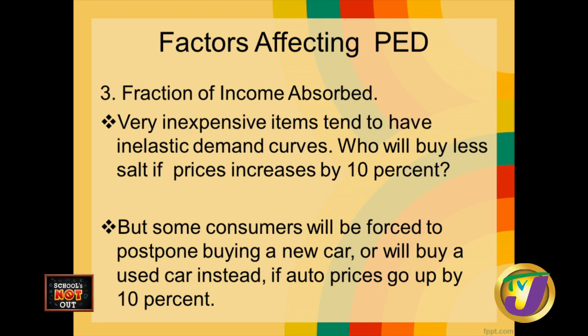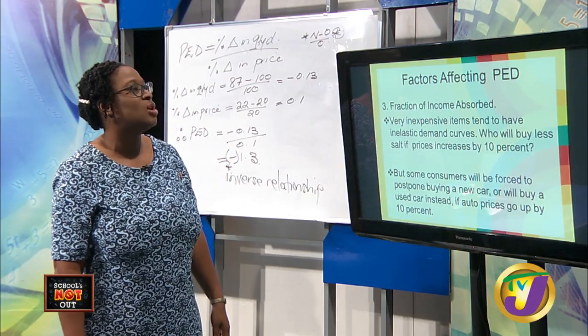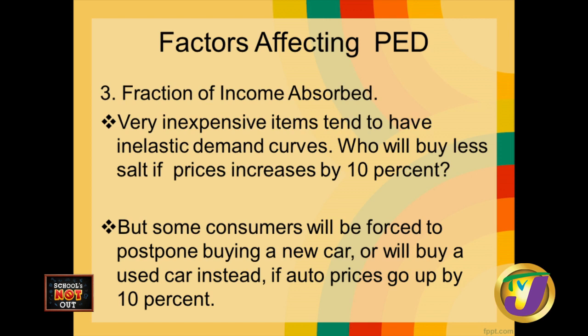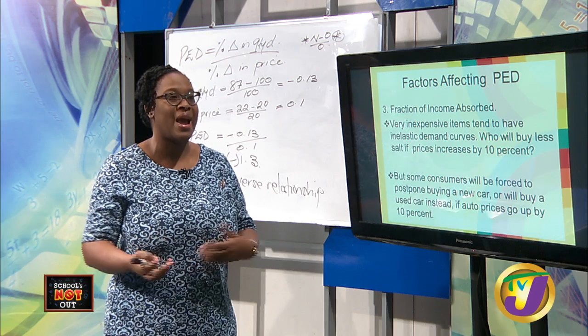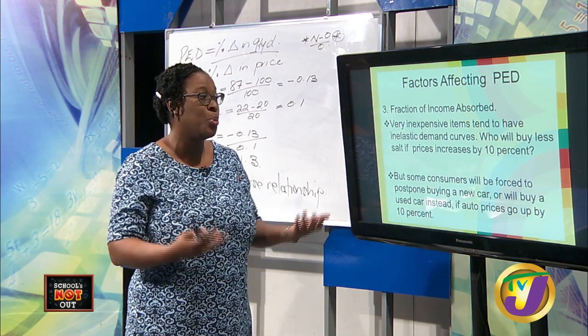All right, now let us look at this third factor. It speaks of the fraction of income absorbed. You find that very inexpensive items tend to be inelastic in their demand. That sounds weird, but look at it. Who is going to buy less salt if the price of salt goes up by 10%? As consumers, we really don't check the price of salt, we just pick up a pack of salt and we are good to go, right? Because salt is not that expensive in comparison to the other items on your grocery list or your budget.